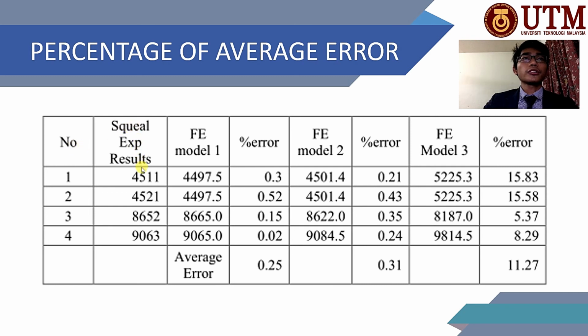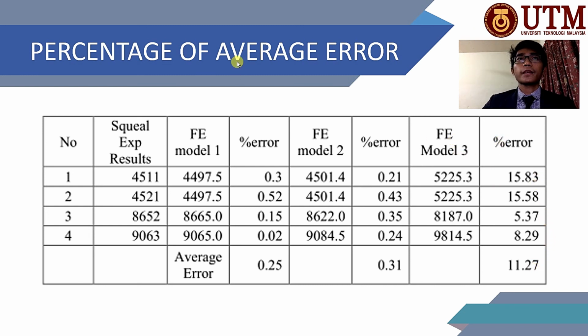For squeal experiment results, there are 4 squeal experiment results that are similar to all the 3 FE models, which are 4511, 4521, 8652, and also 9063. So for FE model number 1, the average error is 0.25%. FE model 2 is 0.31%, and also FE model 3 is 11.27%.